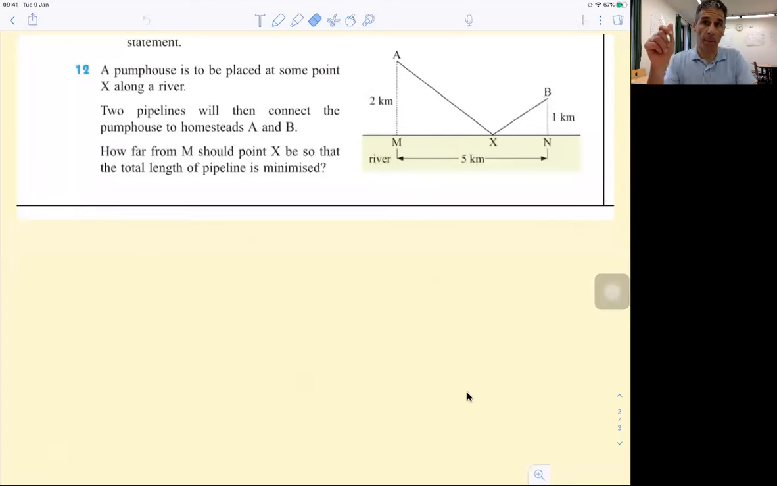Okay, this is the pump house question from Hayes and Harris that was put on the homework help page, and we haven't been able to correct it in class. So I'm going to do it here in the video. You can watch the video on your own. So we're trying to find where to put a pump house at point X.